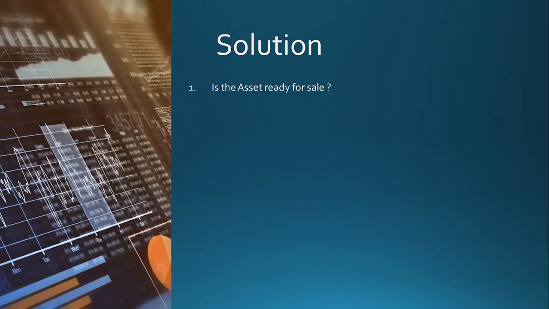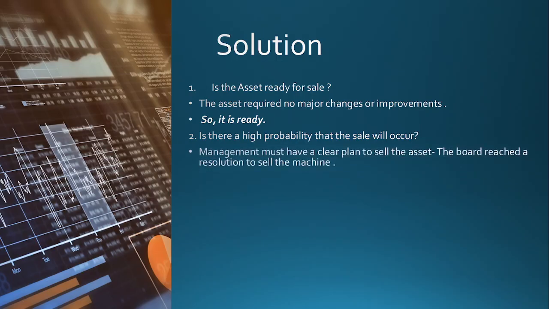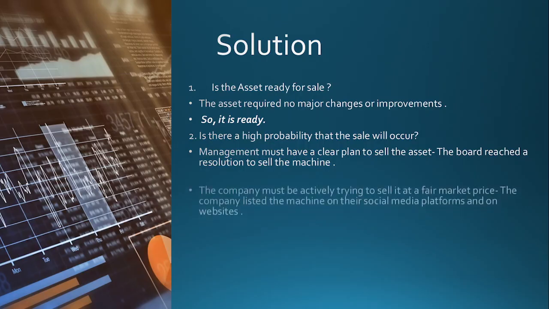If we don't need to make any major improvements, then the asset is ready for sale. In this case, we are told that the asset required no changes or improvements, so it is ready. Secondly, there is a high probability that the sale will occur. How do we see that? Well, if management has a clear plan to sell the asset. And how was this requirement met? It's because the board reached a resolution to sell the machine.